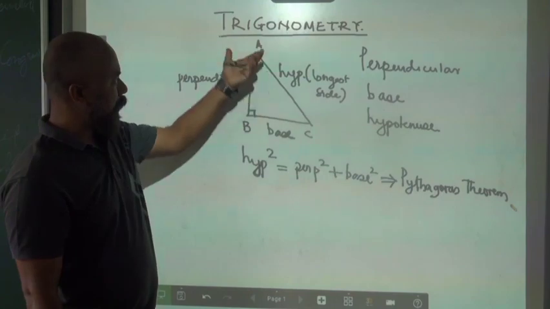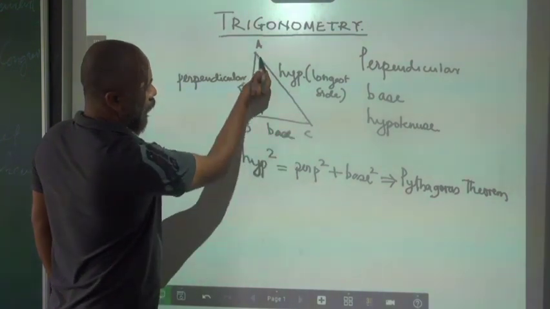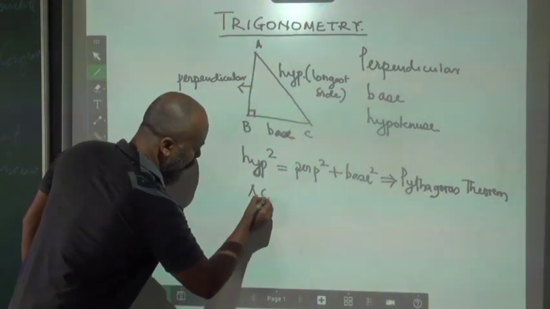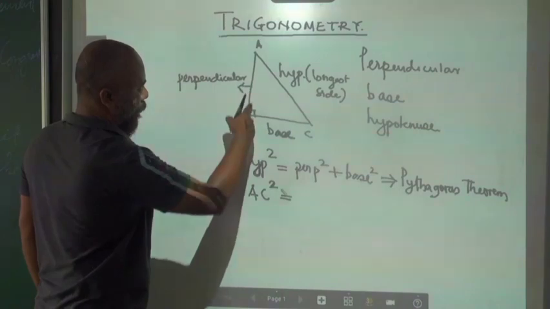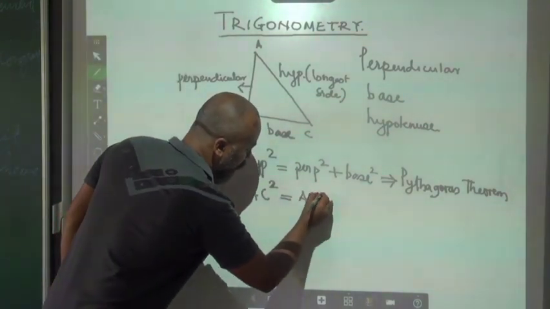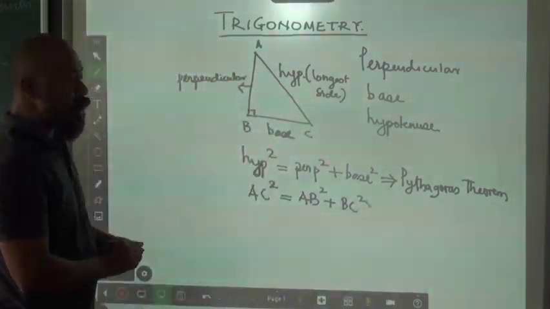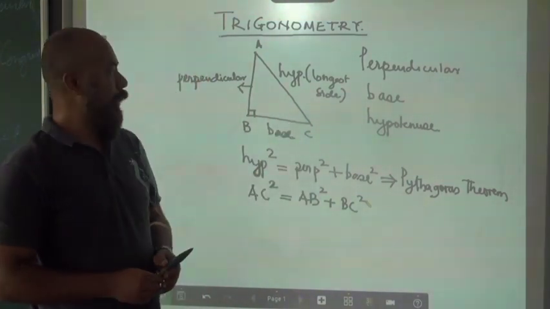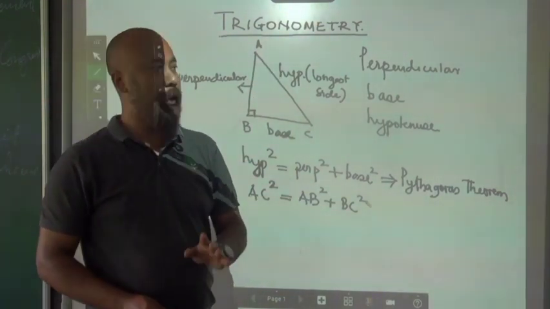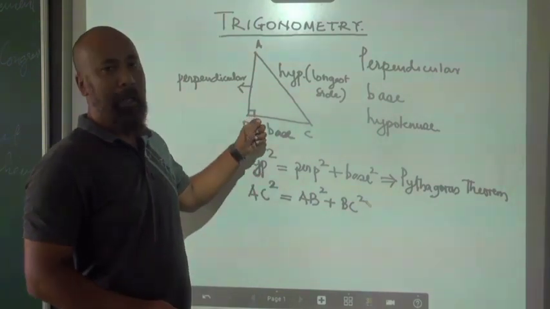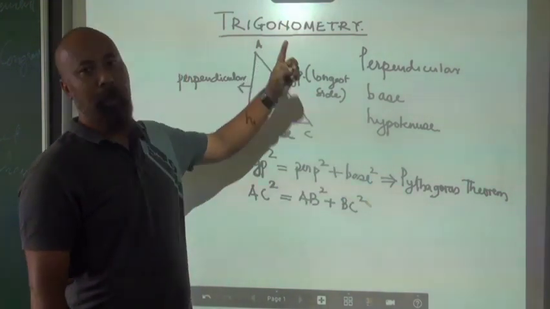Now, if you want to write it as per this triangle, hypotenuse, which is the longest side, is the side AC. So we write this as AC square is equal to perpendicular, which is this side, AB, plus the base, which is the side BC. Now, this is what we have done in Pythagoras theorem. Again, Pythagoras theorem, like trigonometry, can be used only for a right angle triangle. So your first job is to make sure that you have a right angle triangle. If there is no right angle triangle, neither Pythagoras theorem nor trigonometry can be used.